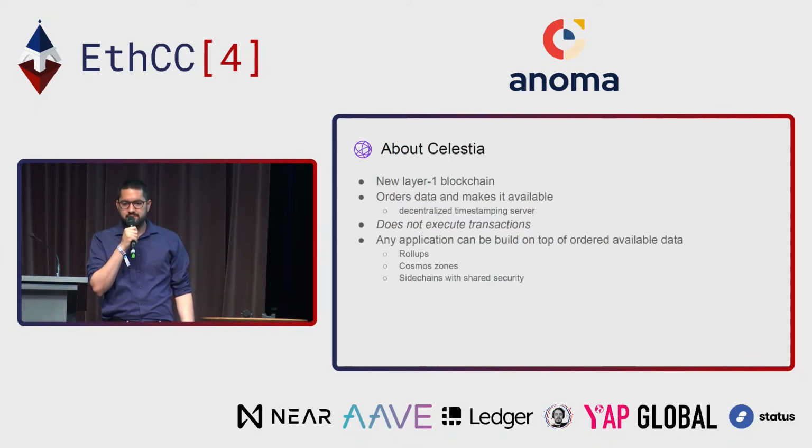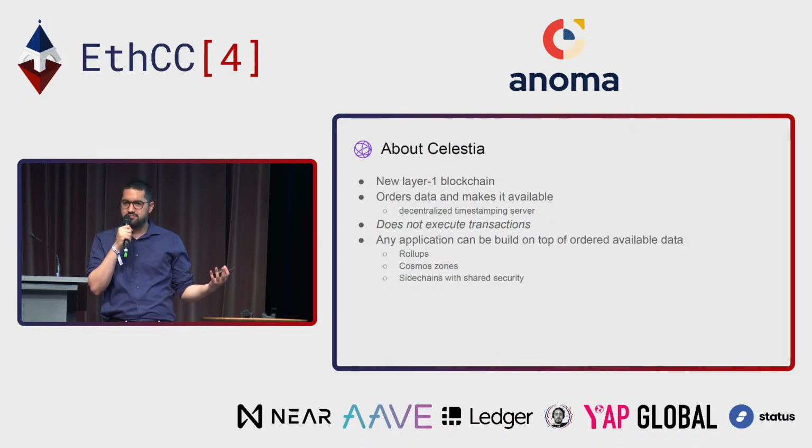So a bit about Celestia, because I'm here on behalf of Celestia. It's a new layer 1 blockchain. Essentially what it does is it orders data and makes it available. It doesn't actually execute transactions. So it doesn't hold things like the state of applications. It doesn't execute decentralized exchange things. It doesn't have arbitrage opportunities, MEV, and all this stuff. It essentially acts like a decentralized time-stamping server for zeros and ones.